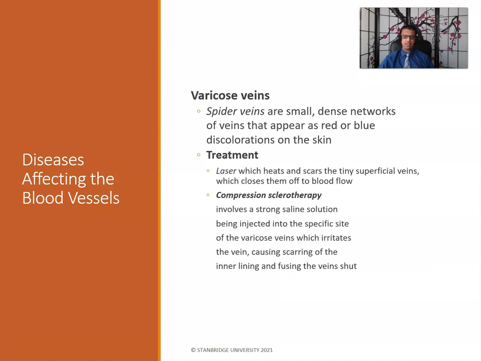Spider veins are different than varicose veins. Spider veins are small, dense networks of veins that appear as red or bluish discolorations of the skin. This is where the laser treatment, which heats and scars the tiny superficial veins, closes them off from the blood supply. You can also do compression sclerotherapy. It involves a strong saline solution being injected into the specific site of the varicose veins, which irritates the vein, causing scarring of the inner lining and fusing the vein shut. So, a little dramatic, but something that you can also do if you don't like those spider veins.